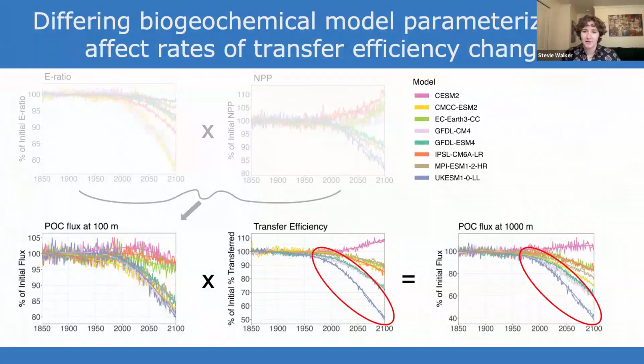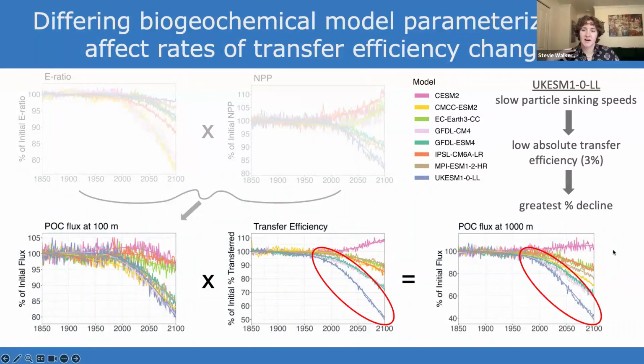And then the other model to note here is the other end of the spectrum, where UK ESM has the greatest declines in transfer efficiency and also the greatest declines in POC flux at 1,000 meters. Our hypothesis is that this mainly has to do with particle sinking speed parameterization. So it's much lower in UK ESM than some of the other models. It's 2.5 meters per day versus more like 30 to 200 meters a day in other models.